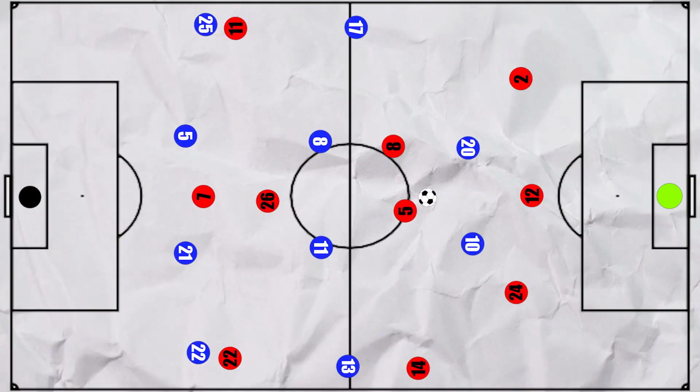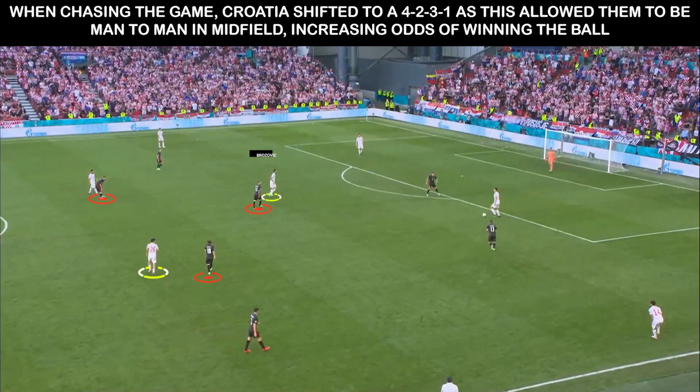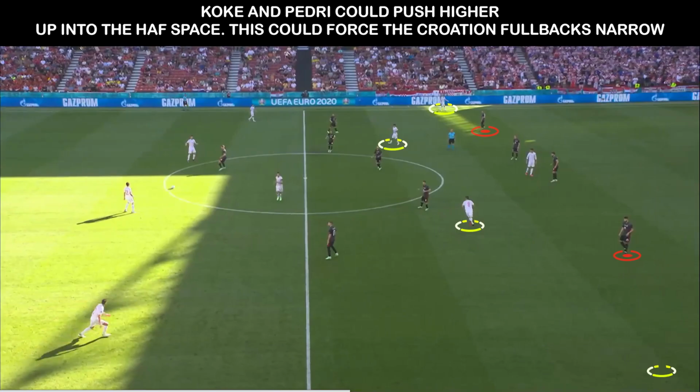But when Spain used a single pivot, Koke and Pedri would both push high and wide into the half spaces. In the second half, Croatia did use a 4-2-3-1 when defending at times, which would allow a midfielder to stay tighter to Busquets and limit his influence. But before they did this, they had major problems, as Spain's midfield shape created problems for the 4-4-2, as Koke and Pedri high up would be hard to pick up, particularly with Gaia and Ferran providing the width.